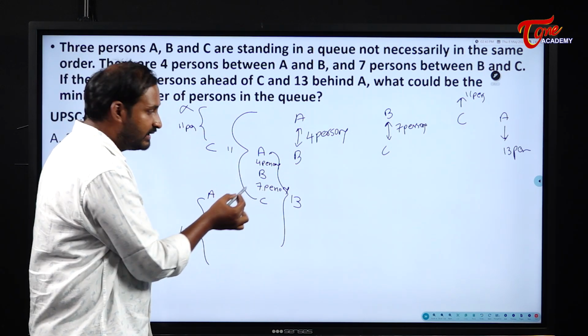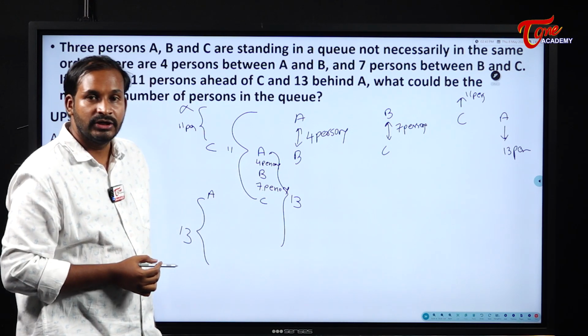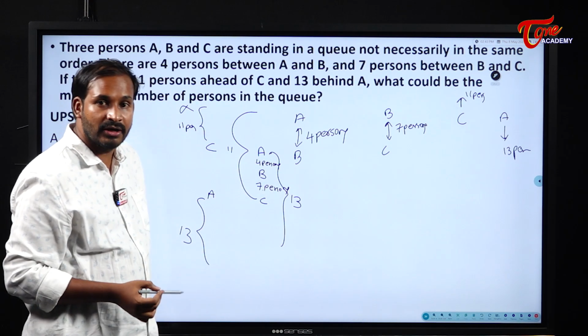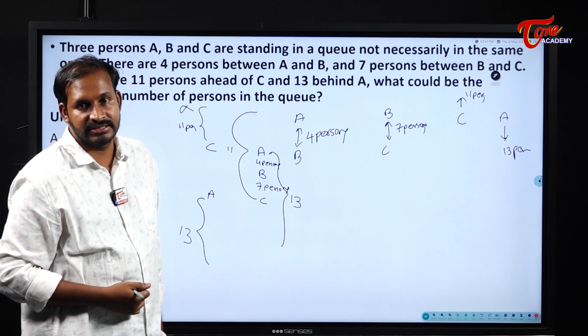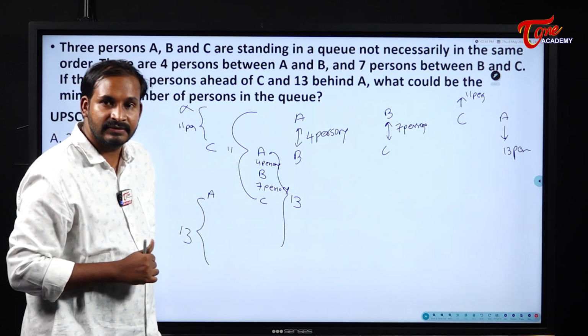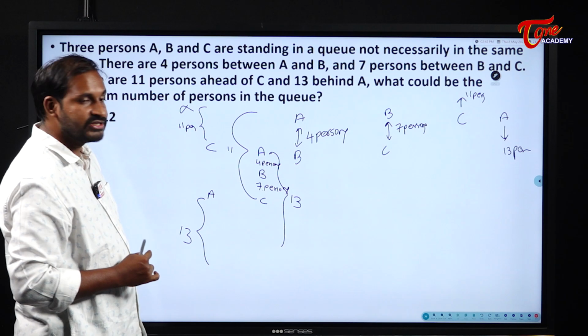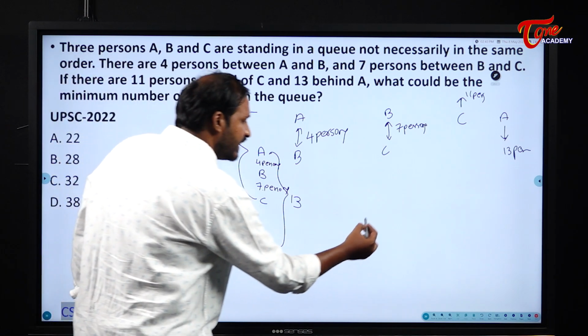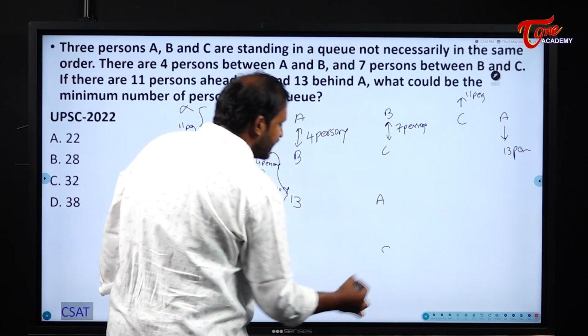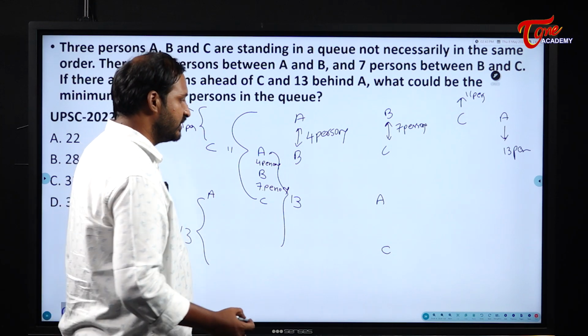7 plus B, 8. 8 plus 4, what is it becoming? 12. But actually above C how many should I have? Only 11 persons. So is it satisfying this one? No, it is not satisfying. So what I will do is A and C; anyway it is very clear, A is above C. A is above C, then only we will get it.